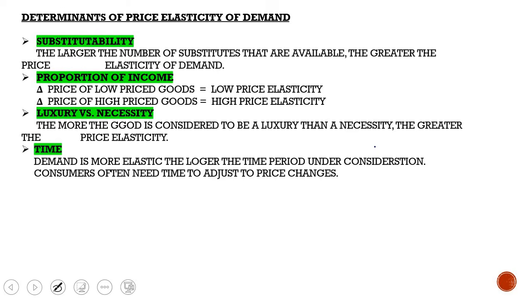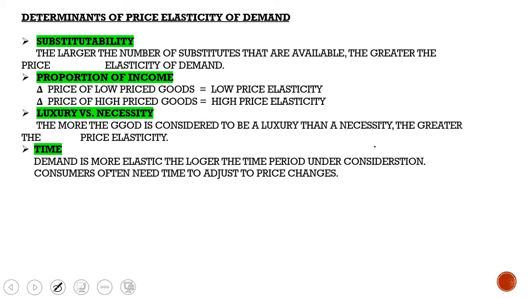Okay, now we're going to look at the determinants of elasticity of demand. Okay, so you have substitutability, proportion of income, luxury versus necessity, and time. So substitutability, the larger the number of substitutes that are available, the greater the price elasticity of demand. Okay, so the more substitutes you have, the greater the elasticity of demand because they can substitute the good easily, right? So when prices change, then the demand will change.